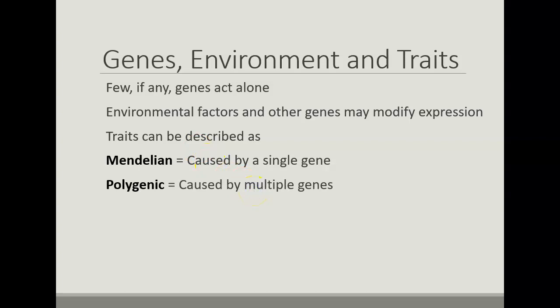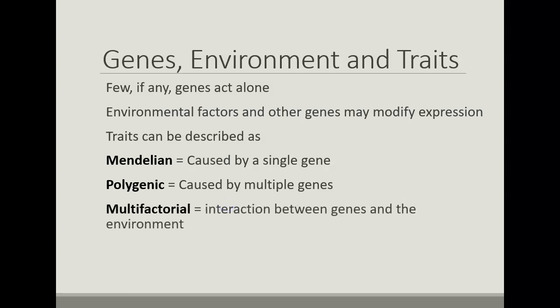We can also have traits that are caused by multiple genes. These are referred to as polygenic traits. So that is something that we see, for example, the pigment of your skin is one example of a polygenic trait. So you have multiple genes that are responsible for the melanin that is part of your skin tone.